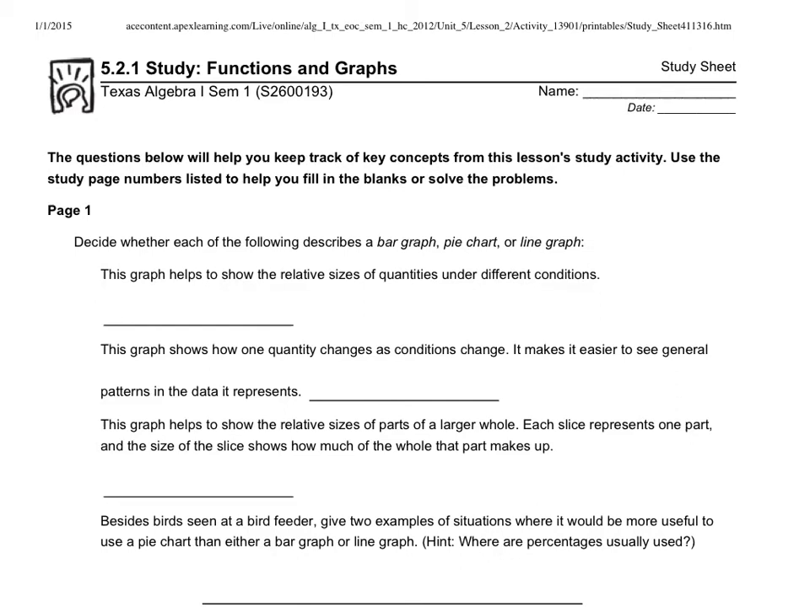All right, so when we're talking about graphing data, there's a bunch of different graphs we can use. We can use bar graphs, pie charts, or line graphs. Those are the three most common. There's several others we can utilize as well, but we're going to stick with these three. So there's different times that it's better to use different graphs. So the graph that helps us show the relative sizes of quantities under different conditions would be a bar graph.